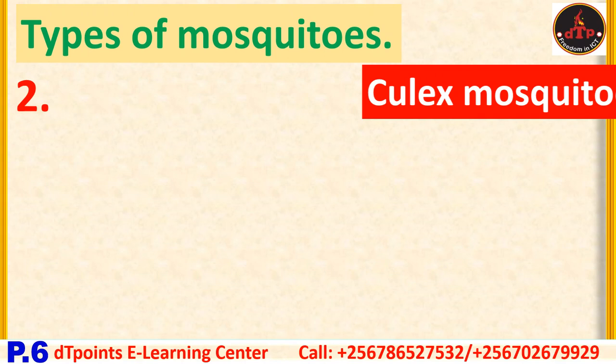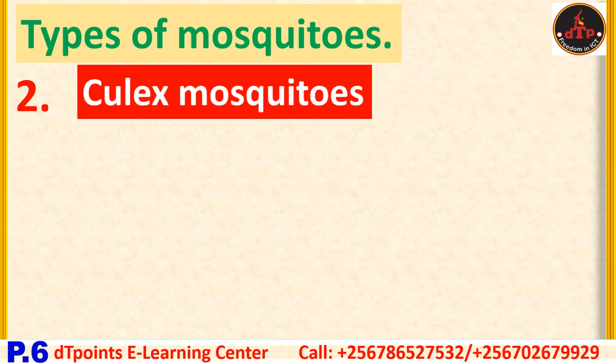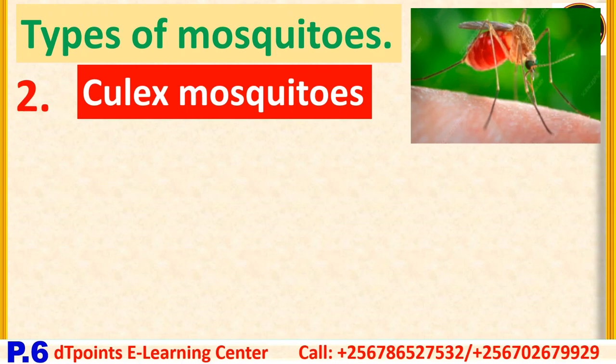Now, our second type of mosquitoes is Culex mosquitoes. That's the Culex. Are you seeing it? Also, the stomach is red, full of blood.